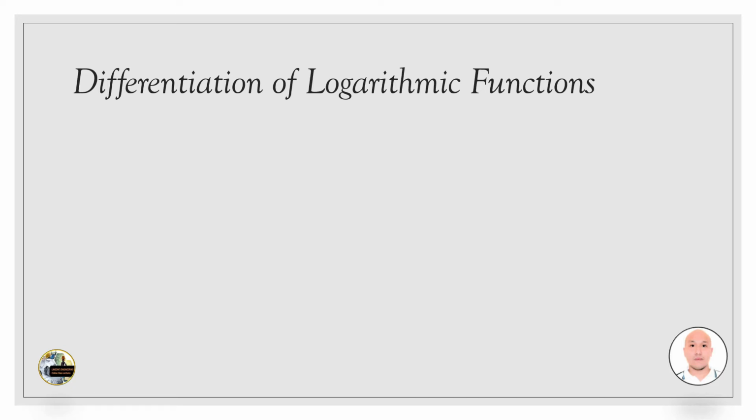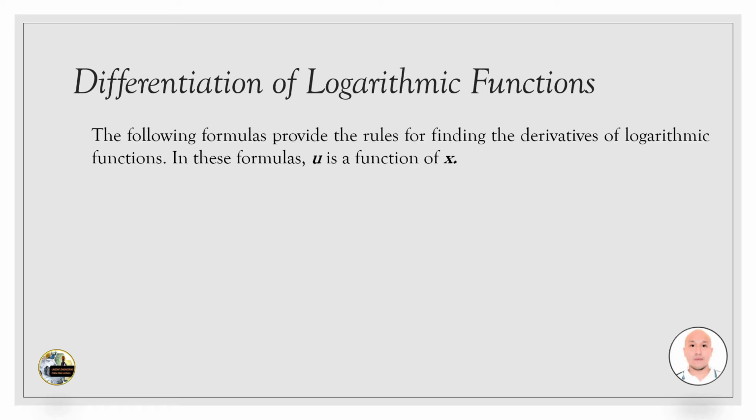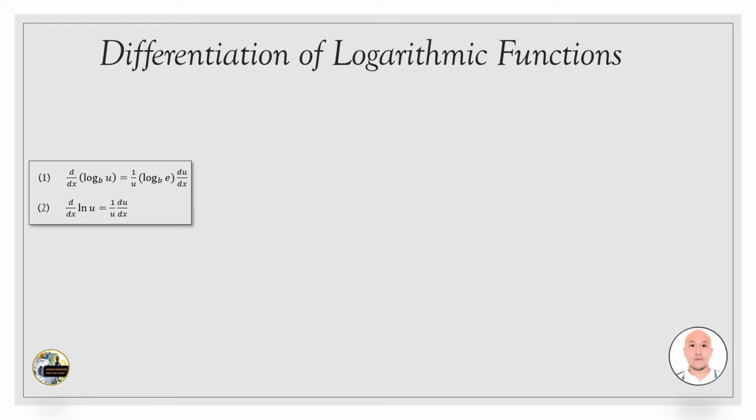Next topic is the differentiation of logarithmic functions. The following formulas provide the rules for finding the derivatives of logarithmic functions. In these formulas, u is a function of x. Formula number 1, d over dx of log_a u is equal to 1 over u times log_a e times du over dx. And formula number 2, d over dx of ln u is equal to 1 over u times du over dx.